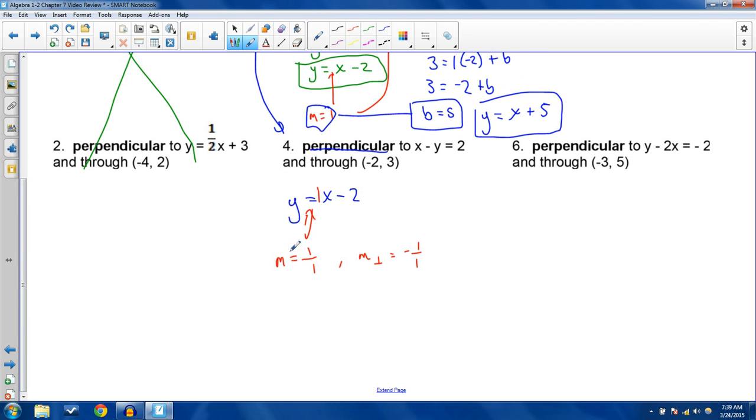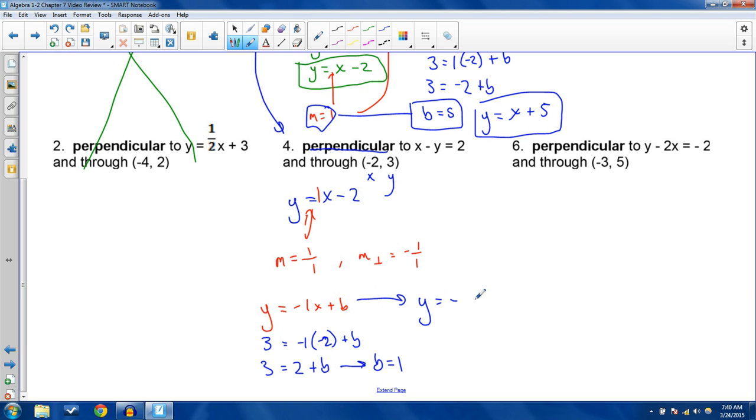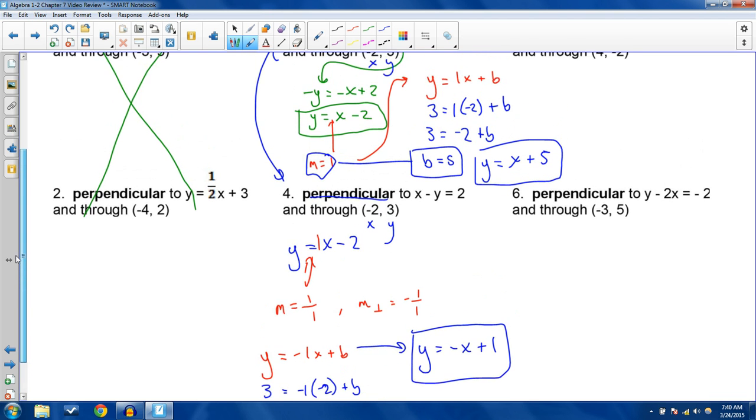As the sign changes, we're going to now have y equals negative 1x plus b. Use the point negative 2 and positive 3. Excuse me, let's try that again. 3 equals negative 1 times negative 2 plus b. 3 equals 2 plus b. Subtract 2, you'll get b equals 1. So your equation for your perpendicular line, with a slope of negative 1 and a y-intercept of 1, is y equals negative 1x plus 1. And that's your equation for the line that's perpendicular to that and crosses through that point.